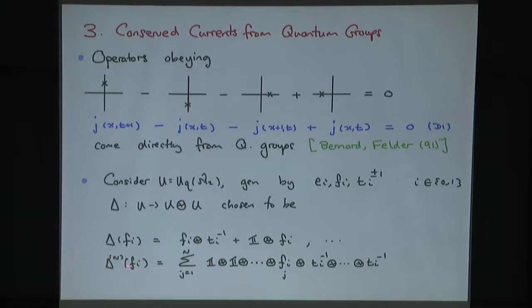So Delta^n lives in U tensor itself n times, and it just comes from the simple Delta. There's a unique way of getting it, and if you work it out, the coproduct itself is just this. You've got these insertions of F_i at point j, and then to the right you've got these T inverses, and to the left you've got the identities. For n equal to 2, this just coincides with the previous one. And you have to sum over all insertion points. Okay, so that's the coproduct I'm going to use.